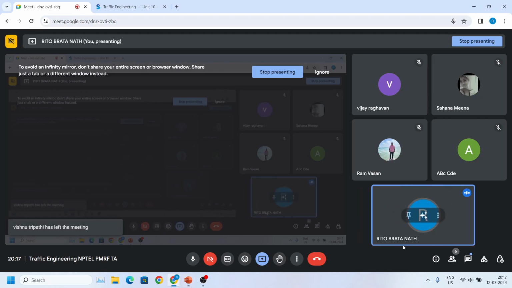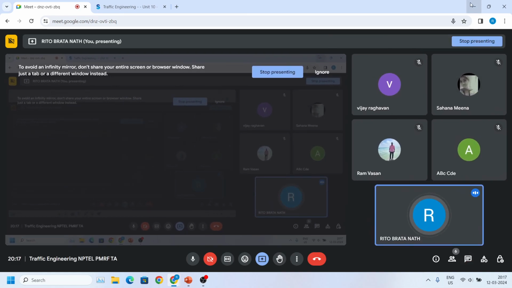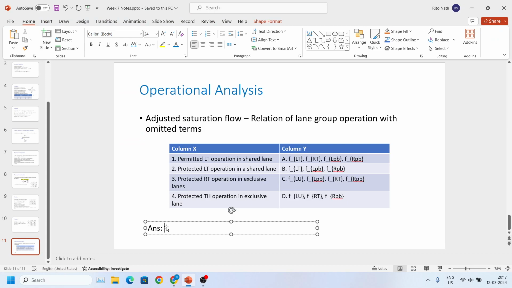Let's see if anyone answered this. Okay, 1D, 2A, 3C, 4B. Okay, let's see if that's correct or not. So I think A is correct. Sorry, it's 1D. Let's see what 2 is.